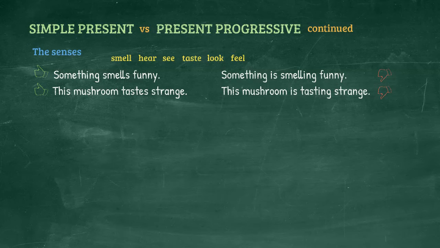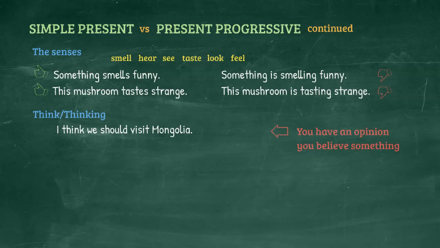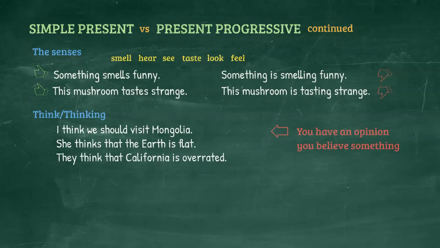And the last little difference between the simple present and the present progressive has to do with the verb think. We can use both think and thinking, but it depends on what we want to say. If we say, I think we should visit Mongolia, this means that you have an opinion about something or that you believe something. She thinks the earth is flat. They think California is overrated. You think everything is offensive.